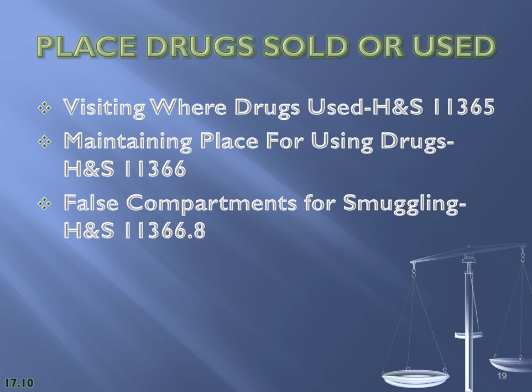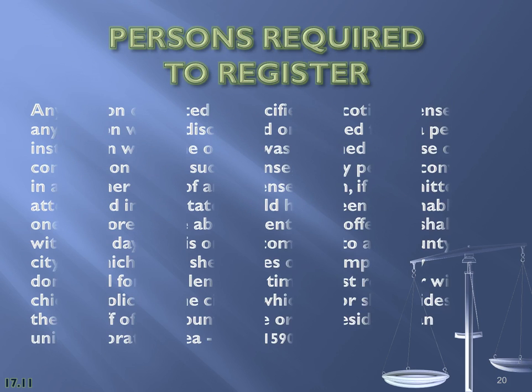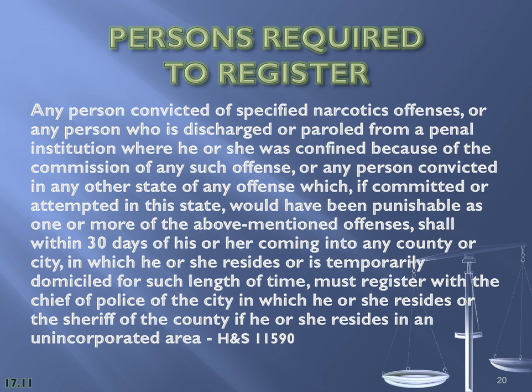Maintaining a place for using drugs. It's a felony wobbler to open or maintain a place for unlawfully selling, giving away, or using any of the controlled substances specified. Controlled substances covered under this section would include cocaine, heroin, opium, marijuana, peyote, THC, mescaline. This section prohibits what they call crash pads or shooting galleries. So that's information on where people tend to go to ingest.